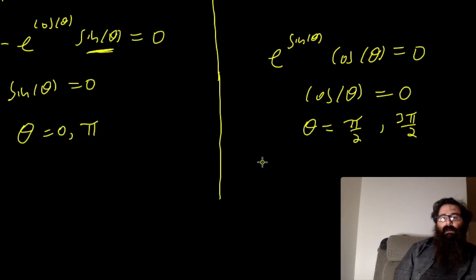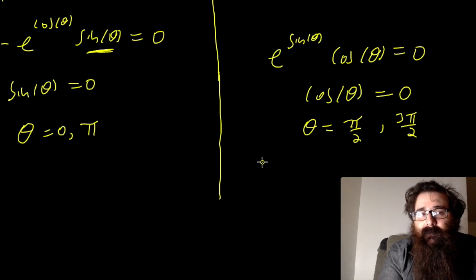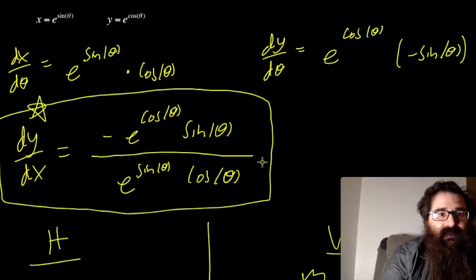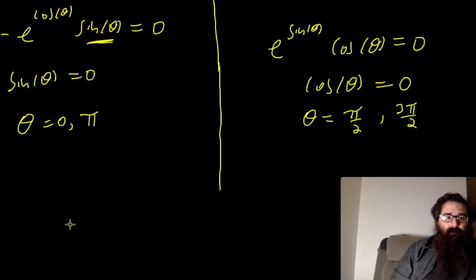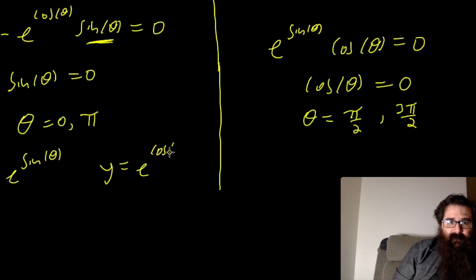Something to consider, the question asked for the points on the curve, so I should really be finding these as ordered pairs. So what was x, what was y? X was e to the sine theta, and y was e to the cosine theta.